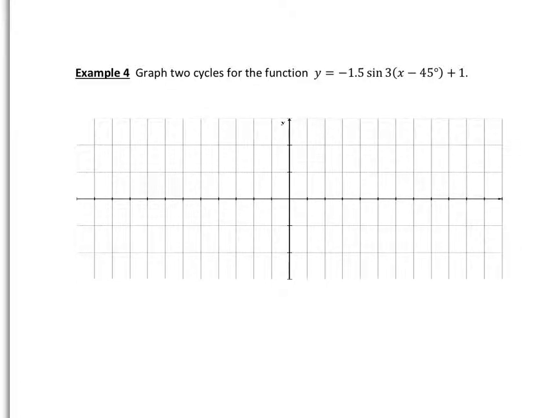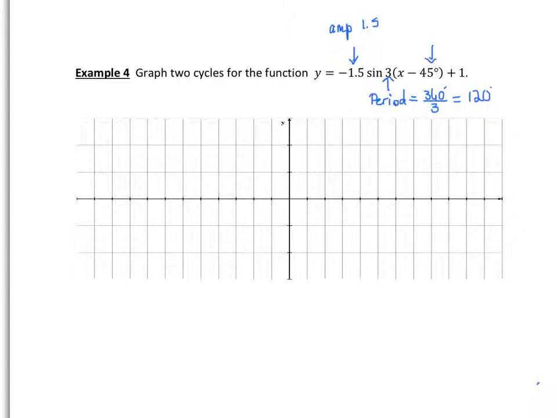Okay, let's go through your last example here. So in example 4, we have an A value of negative 1.5, so that tells me the amplitude of this graph is 1.5. We have a K value of 3, which means that the period of the graph is going to be 360 degrees divided by 3, which is 120.